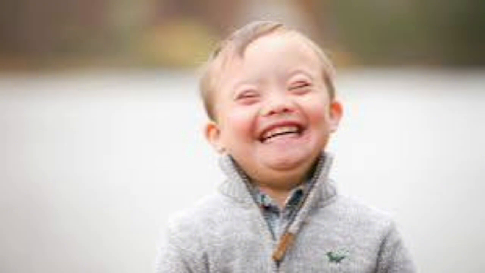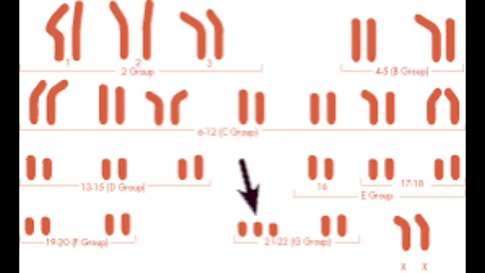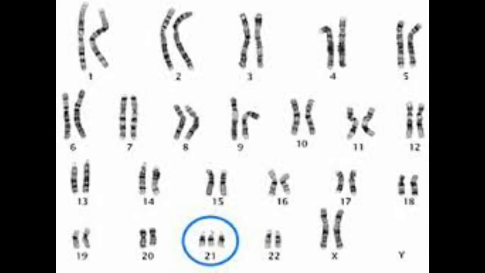The risk in newborns is 1 in 1550 if maternal age is 15 to 29 years, 1 in 800 at 30 to 34 years, 1 in 270 at 35 to 39 years, 1 in 100 at 40 to 45 years, and 1 in 50 after 45 years. So the risk of Down syndrome increases with maternal age.